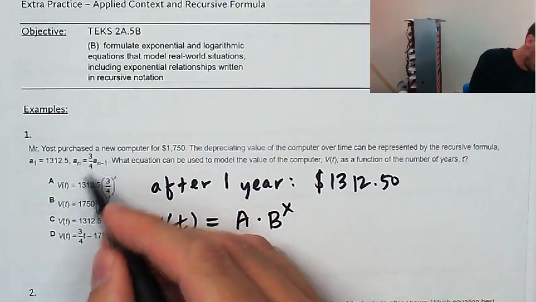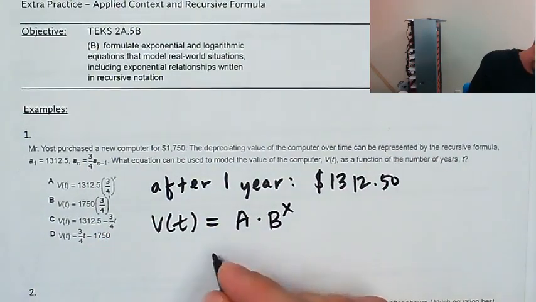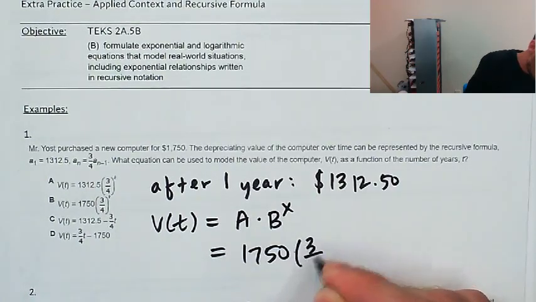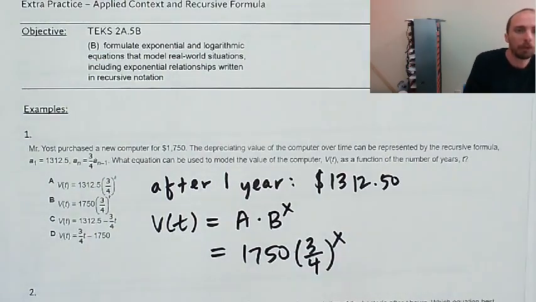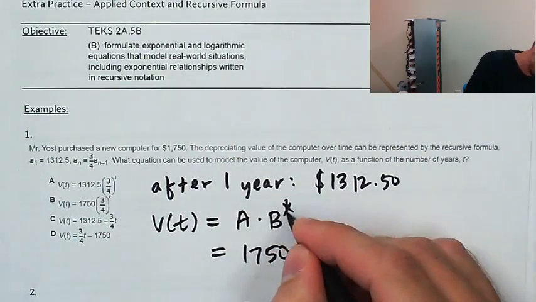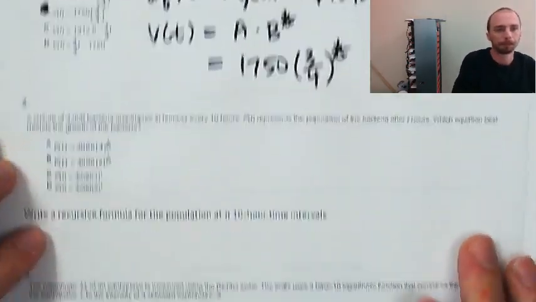And if they're giving us a recursive formula, they're usually just giving us the number that we need to multiply by each time, and that's 3/4. So b is 3/4, and a is going to be 1,750. So 1750 times 3/4 to the x, or t, yeah, it's definitely v of t. T is the independent variable. That's going to be choice B.